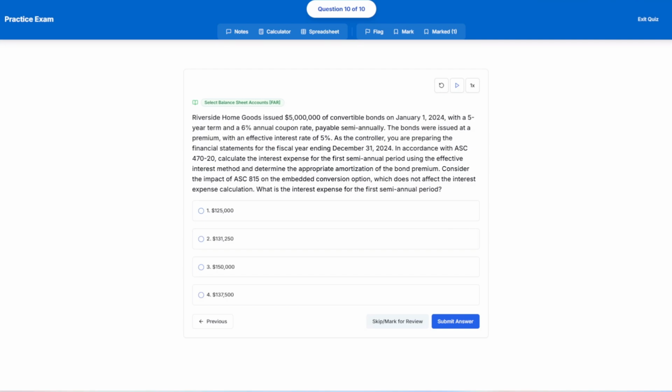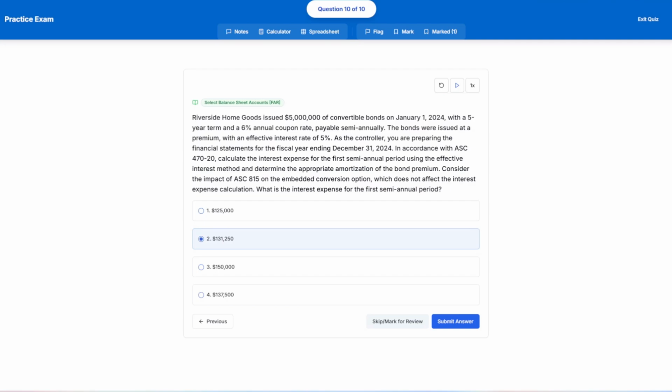Option 3 is $150,000. This might seem tempting because it represents the cash paid based on the coupon rate. However, it doesn't account for the premium amortization or the effective interest rate, which is crucial for accurate financial reporting. Option 4 is $137,500, a nice number, but purely fictional in this context. It doesn't fit the calculation methods required by the effective interest method and is likely included to confuse those who are rushing through the math.